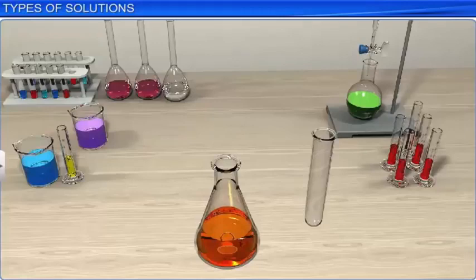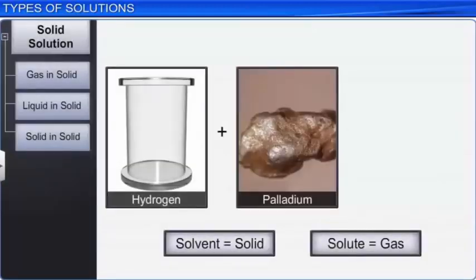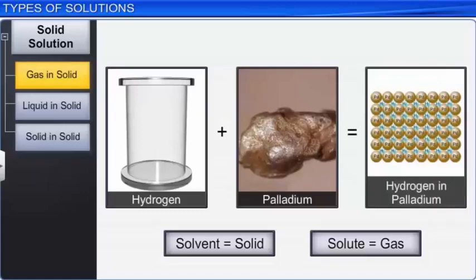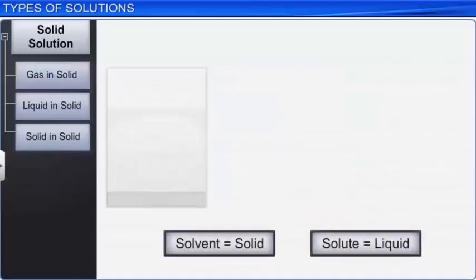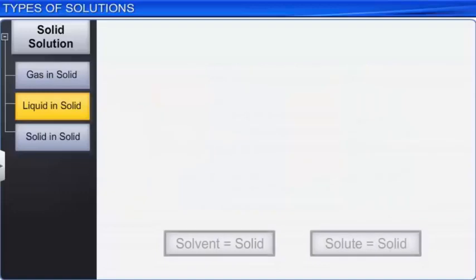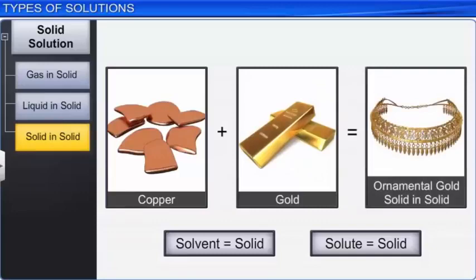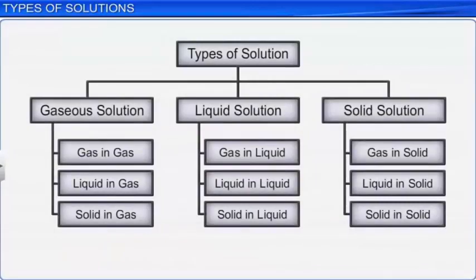Similarly, a solution in which a solid is the solvent and a gas, a liquid, or a solid is the solute is called a solid solution. A solution of hydrogen in palladium is an example of gas in solid type of solution. An amalgam of mercury with sodium is an example of liquid in solid type of solution, while copper dissolved in gold is an example of solid in solid type of solution. Out of the various types of solutions we just discussed, the most significant are those that are in the liquid phase. We will therefore confine our study to binary liquid solutions.